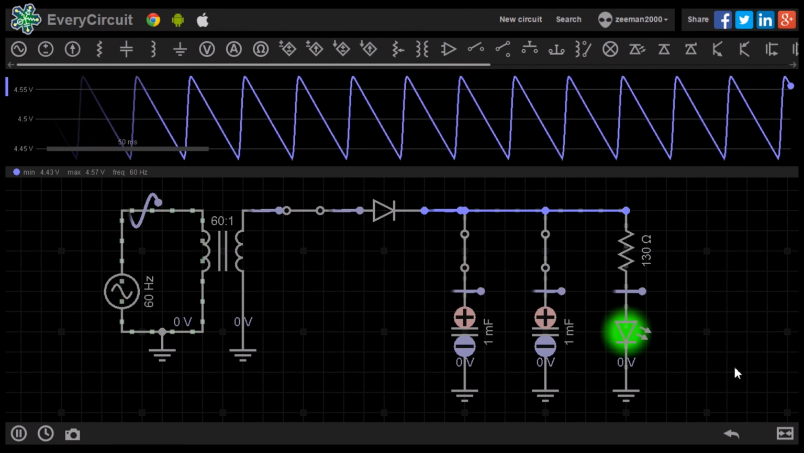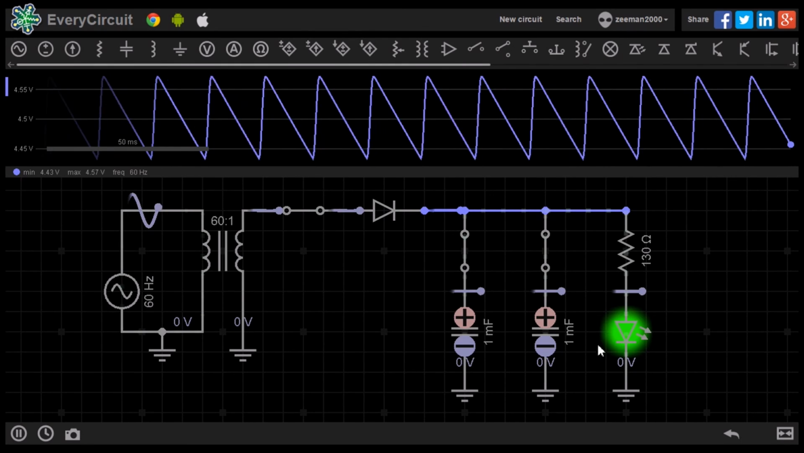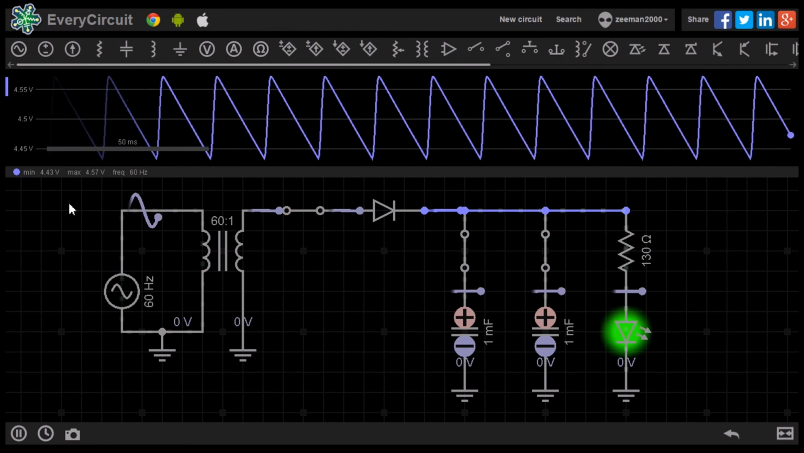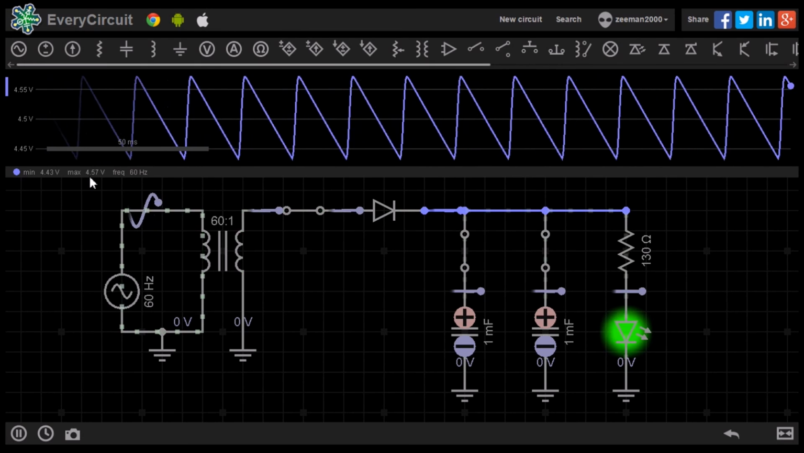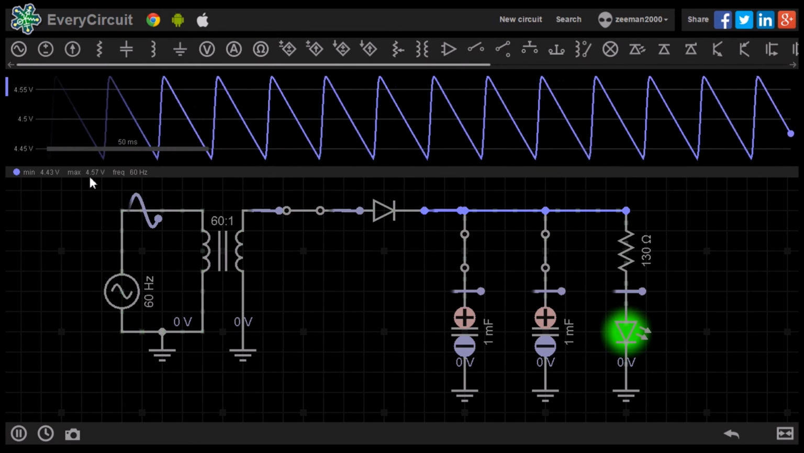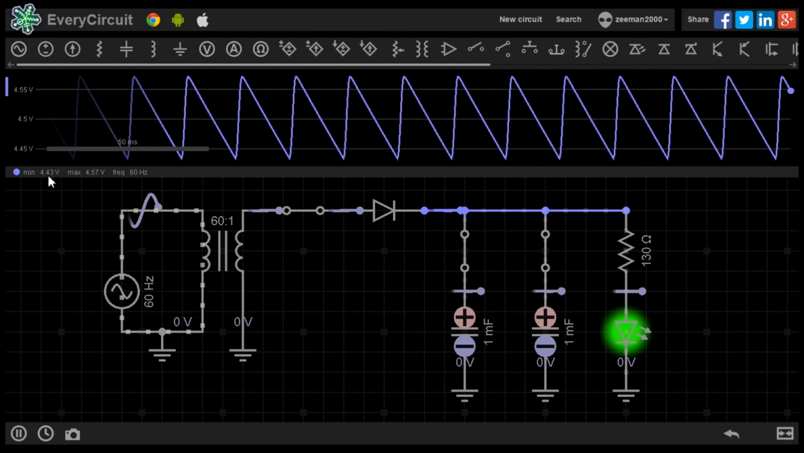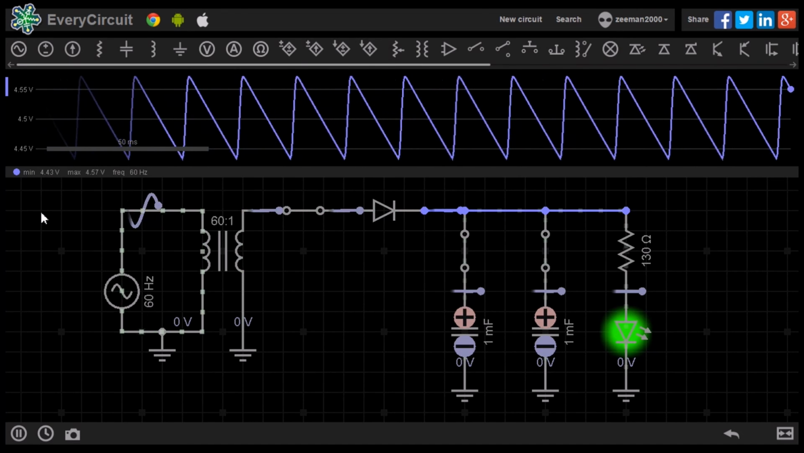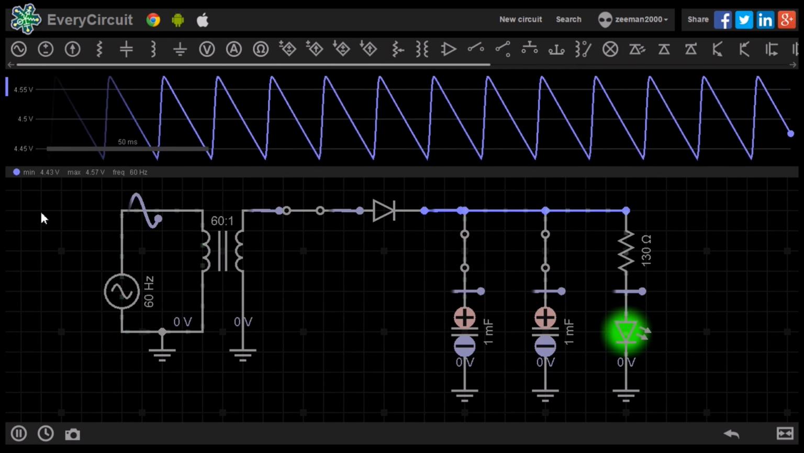The second capacitor has further smoothed out the signal. We now have a voltage at a maximum of 4.57 volts and minimum of 4.43 volts. There is now only a difference of 0.14 volts.